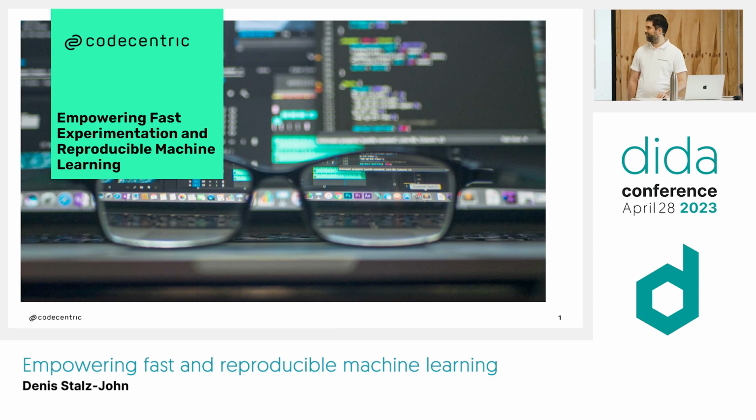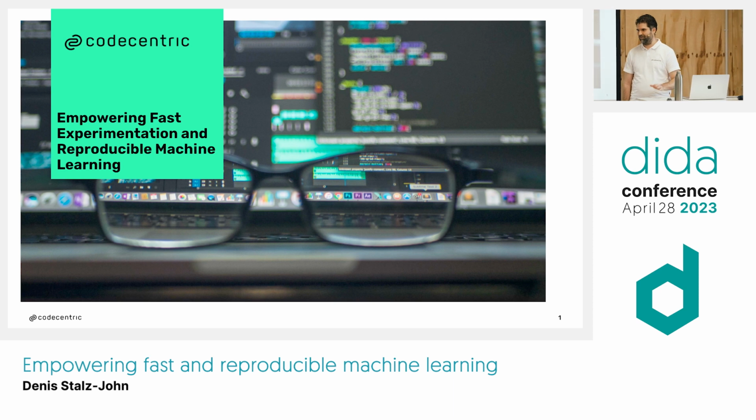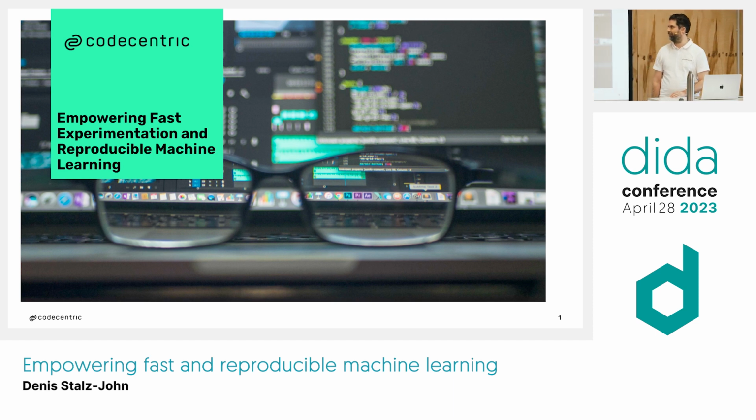As some may notice, I changed my title a bit, so: empowering fast experimentation and reproducible machine learning. So you won't hear anything about how to optimize your models, but you will hear how you can improve your experimentation cycle so that it gets faster.